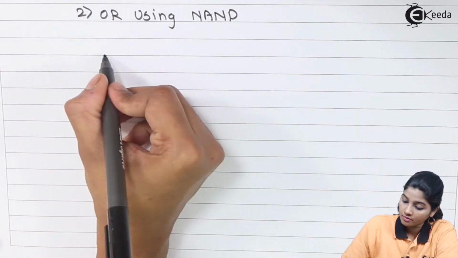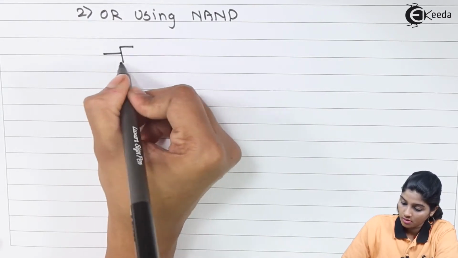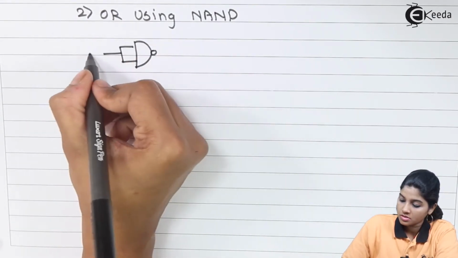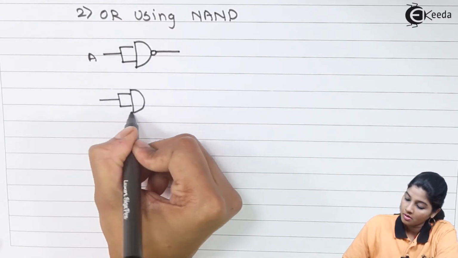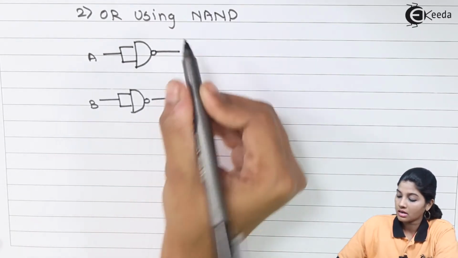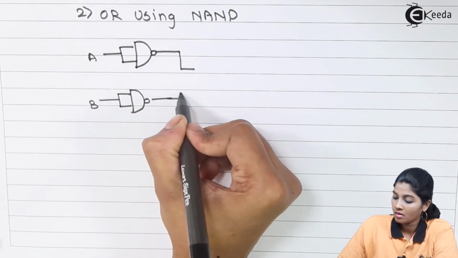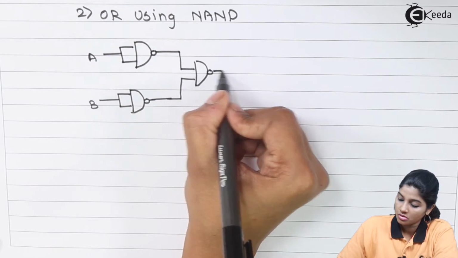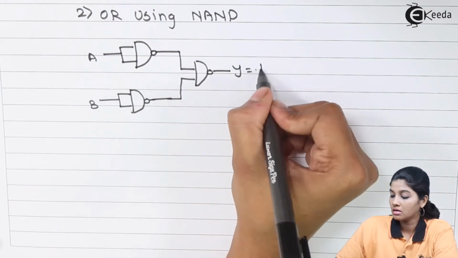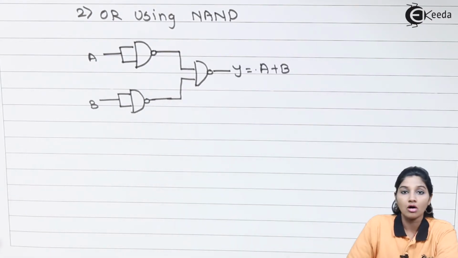So for OR gate, we'll use signal A given to the first NAND gate, signal B given to the second NAND gate, and the output of these is given to the third NAND gate. So we will get A plus B as an output.